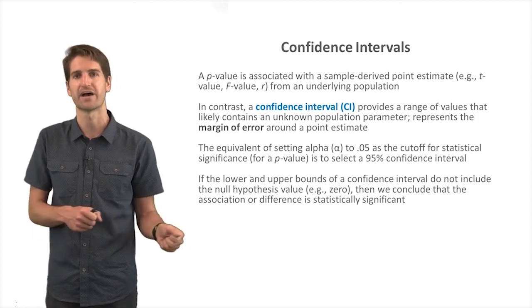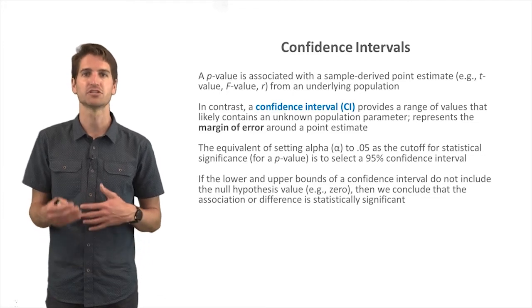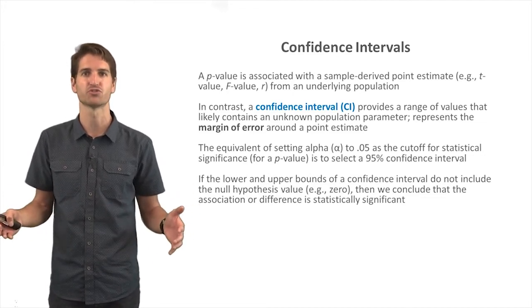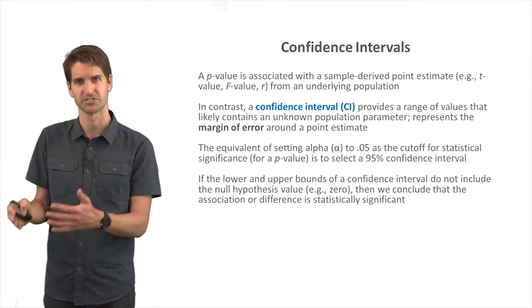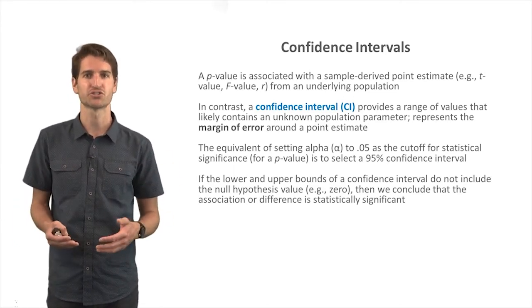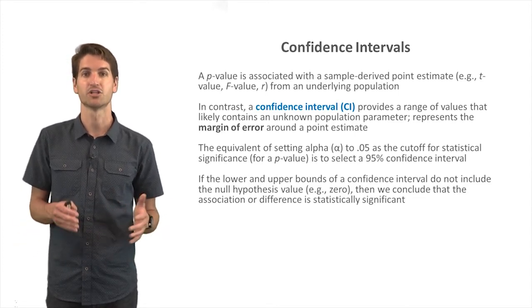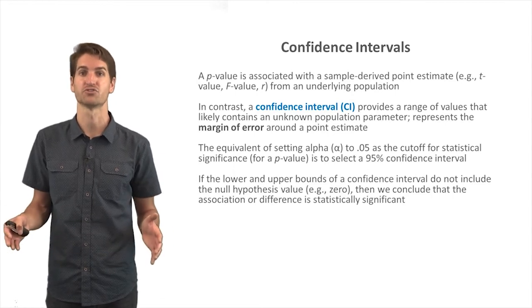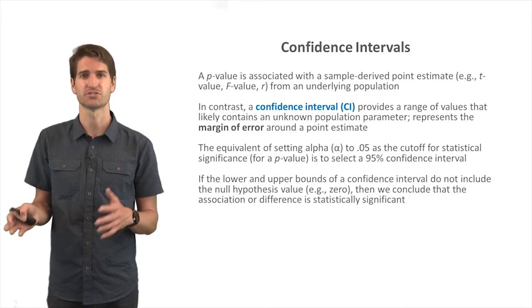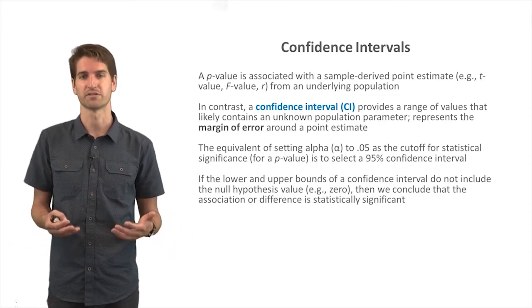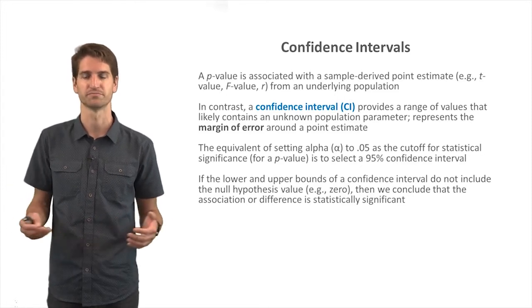And so it's really a matter of how liberal or conservative we want to be in terms of forming these intervals. Now, if the lower and the upper bounds of a confidence interval do not include the null hypothesis value, which in many cases that we're interested in is going to be 0, then we would conclude that the association or the difference is statistically significant. Now, if the lower and upper bounds of that confidence interval do include 0, then we would conclude that, in fact, there is no association or difference that we could find, at least based on the alpha level that we set and the corresponding confidence interval.